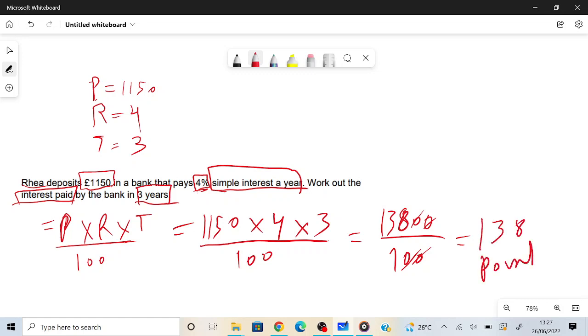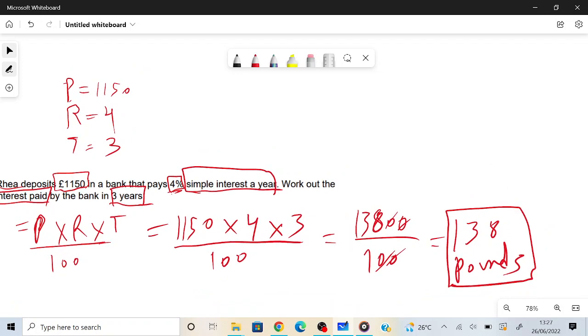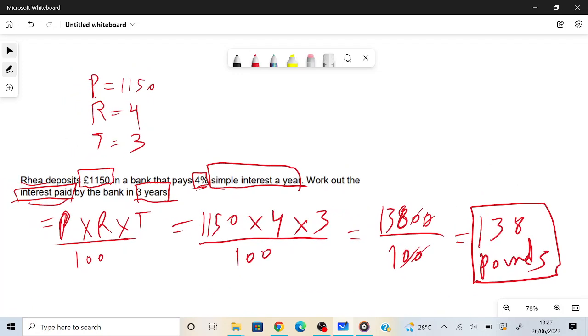Please do not forget to write your unit. It may not be in pounds, it could be any other currency. You should look at your question carefully. You can lose marks there. And this is your final answer. As I said, it's asking for the interest paid by the bank, and that is only 138 pounds. If it was asking for the amount of money Ria would now have after the 3 years with 4% of simple interest, then you would add this 138 to the original amount she invested, which was 1,150.